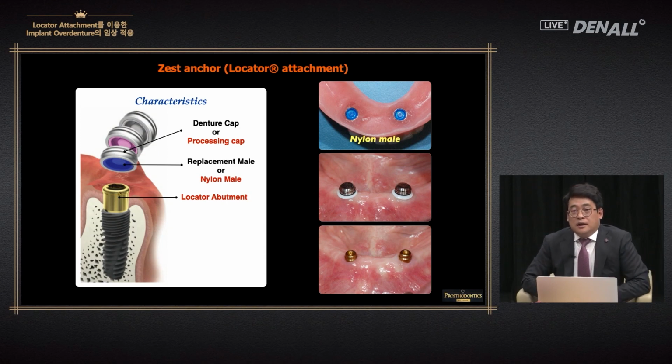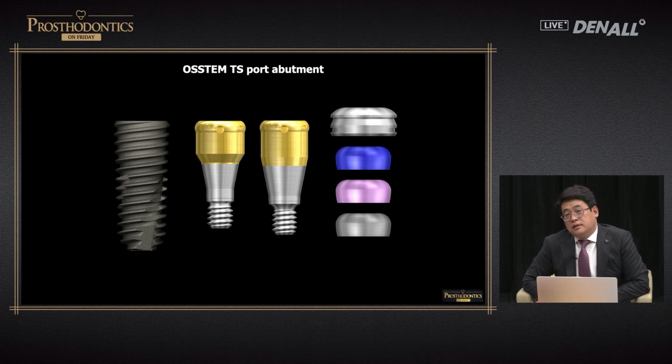In this case, I used Locator, and Osstem has the TS port, which is the same as this Locator, and I tried this. Thank you for using the Osstem TS port. What is your impression compared with the Locator? What are your thoughts?